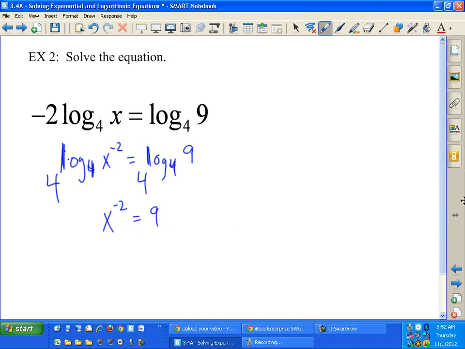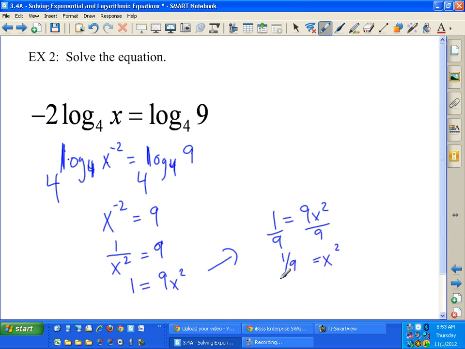and so this is a negative 2, so it's really 1 over x squared equals 9. And you could solve this however you like. I could multiply by x squared, so I'd get 1 equals 9x squared, and then divide by 9 on both sides, and x squared will equal 1/9, and then I could take the square root of both sides. Square root of 1/9 will give me x, and it's plus or minus, so that means that x could be positive or negative 1/3.